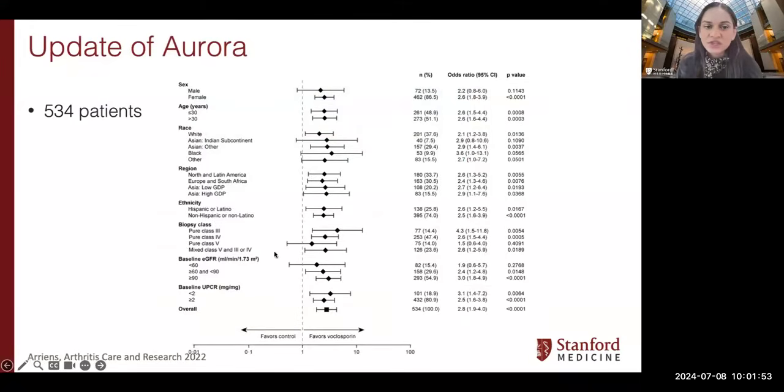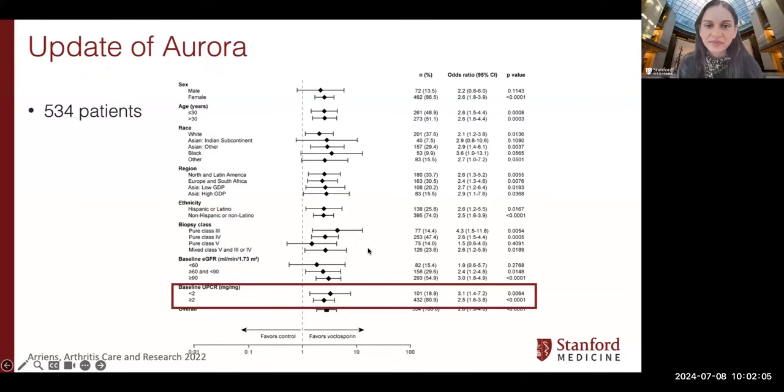And again, the data was strong, no matter your race, no matter the class, and also the amount of proteinuria. When they had higher levels of proteinuria, it still favored voclosporin, which is different than the other drug I'm going to bring up.